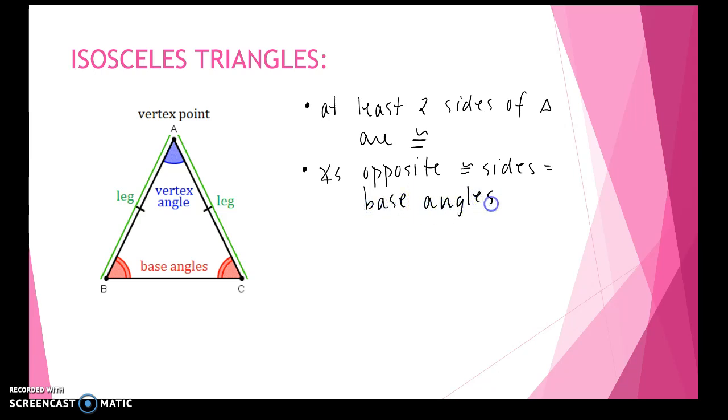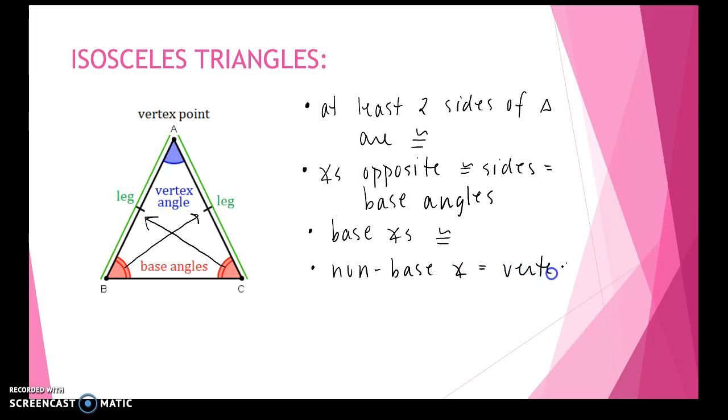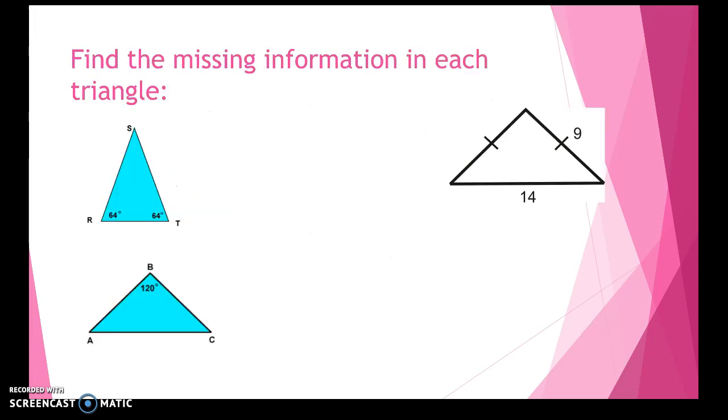And if we use the relationship between angles and their sides, if my base angles are opposite the congruent sides, then we know that the base angles are congruent as well. Okay, and then lastly, this is from the picture, but the non-base angle, that's known as our vertex. Okay, so let's use this information. Take a minute, copy these three triangles down, and we're going to find the missing information in each triangle.